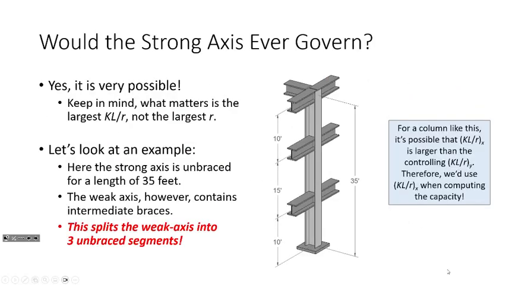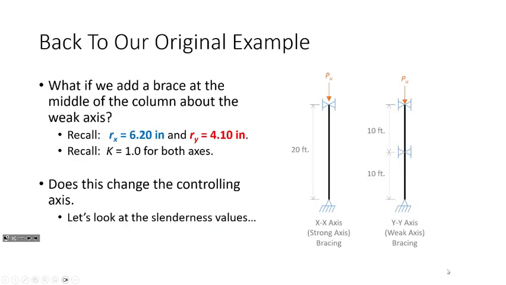Let's go back to my question. Could the strong axis ever govern? I say yes, because let's go back to our original example. What happens in this original example if I go to the y-axis and I put a brace right in the middle of the column? Well, if that's the case, then I have a KL over R in the x-axis that didn't change, so it's still 38.71, but what about the y-axis?